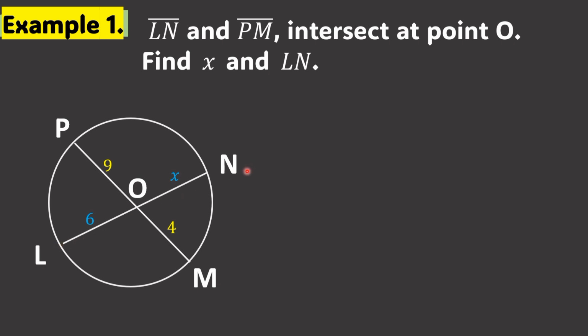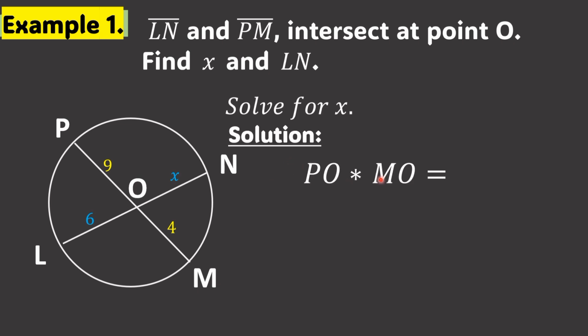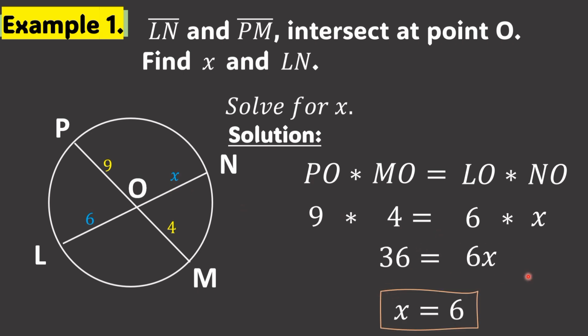This is an example of application of the chords segment power theorem. Solve for X. PO times OM is equal to LO times NO. Substitute the given values. PO is 9, MO is 4, LO is 6, and NO is X. Then simplify. 36 divided by 6 is 6.